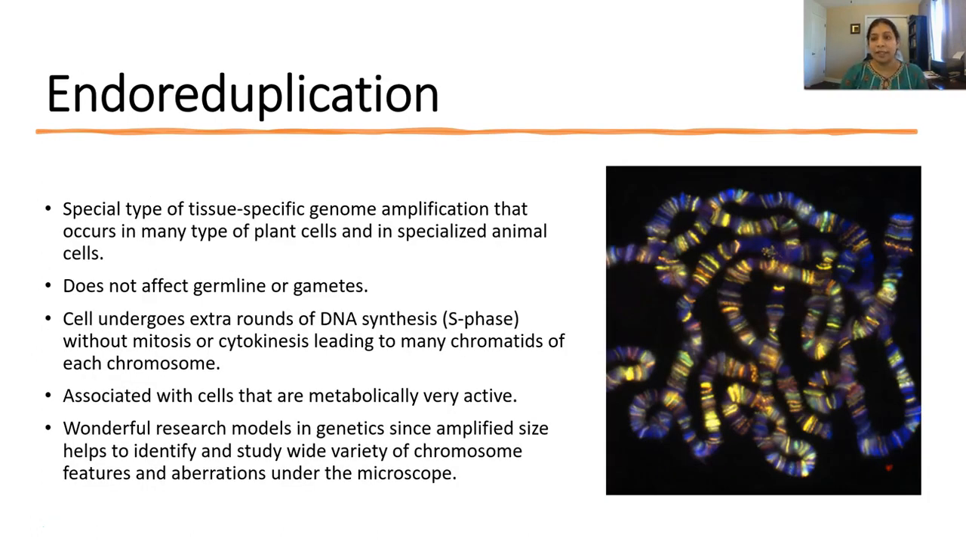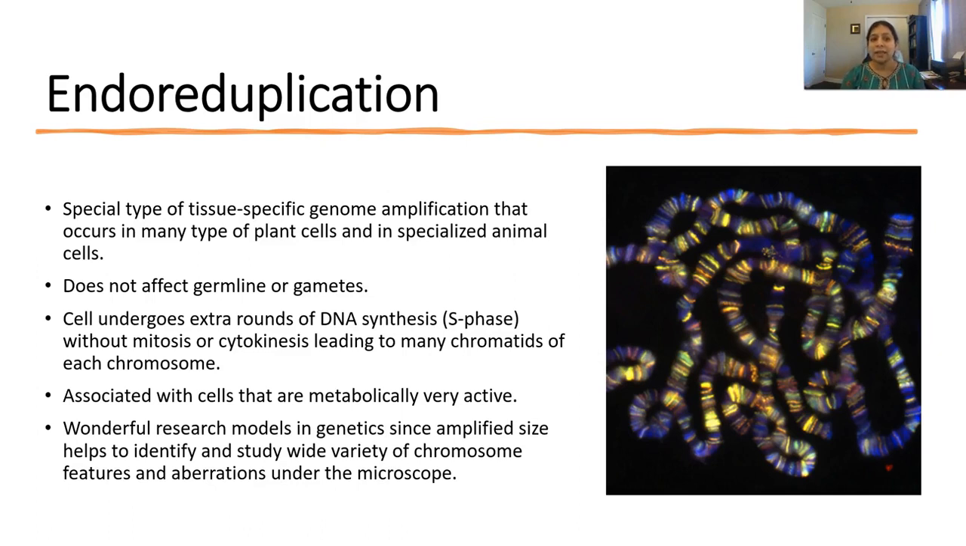The last interesting concept with the chromosomes that we'll talk about, and I love these, is endoreduplication. This happens in very specialized cases, in special types of tissues that are specific for genome amplification. This happens in many plant cells and very specialized animal cells. It never affects the germline or gametes because it usually happens in, like, the salivary glands of flies or some specific types of tissue only. It's not all over the cells or all over the organism.